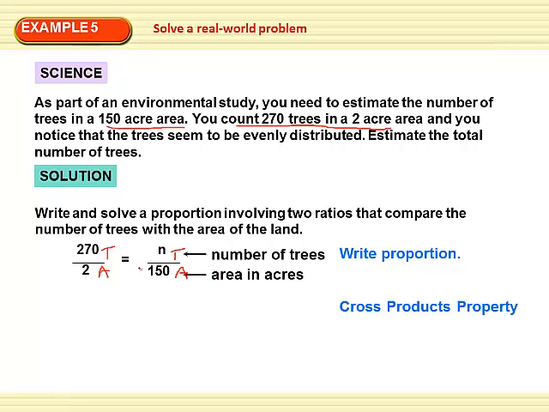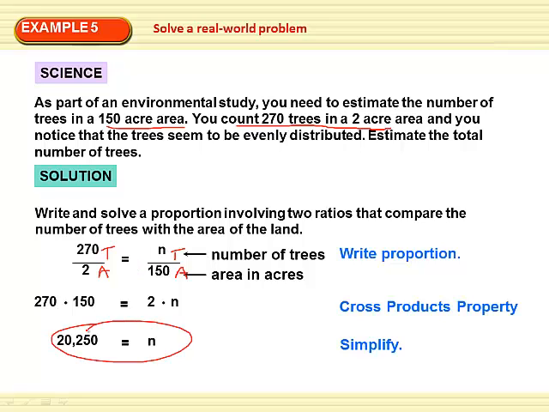So when you use the cross product, you simplify and you solve, you get n is equal to 20,250 trees. That's the estimated total number. Okay, so this is it in a sentence. There are about 20,250 trees in a 150-acre area.